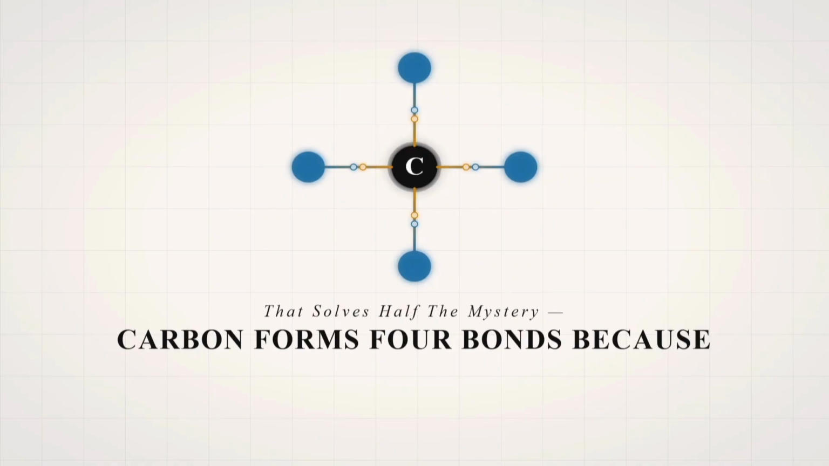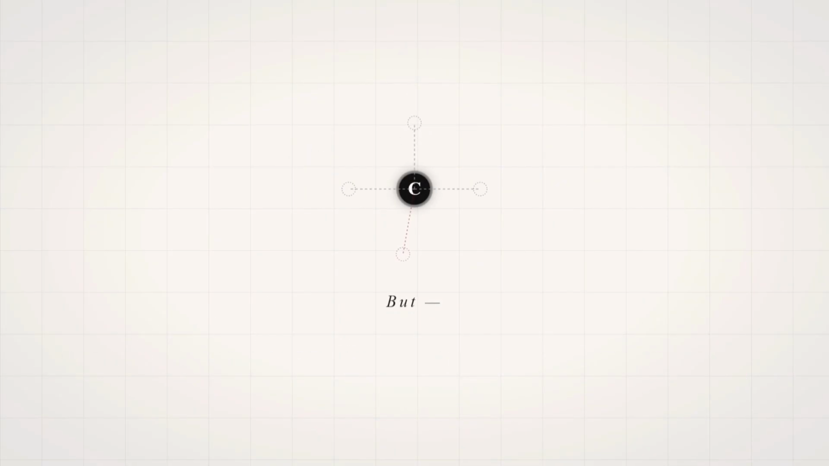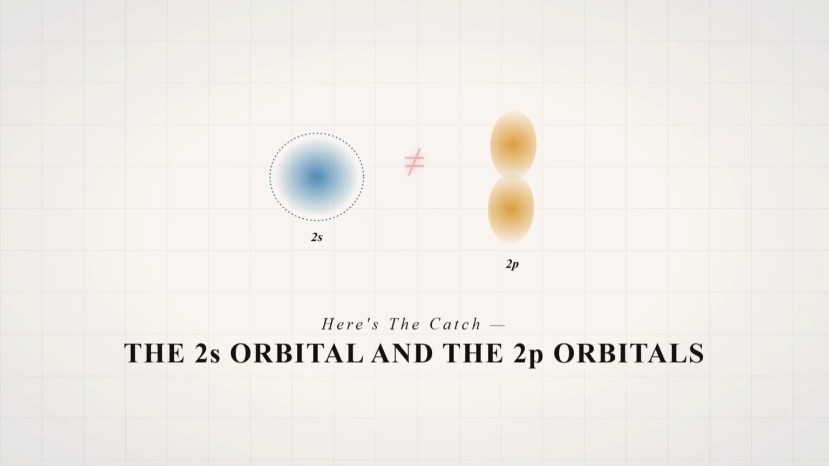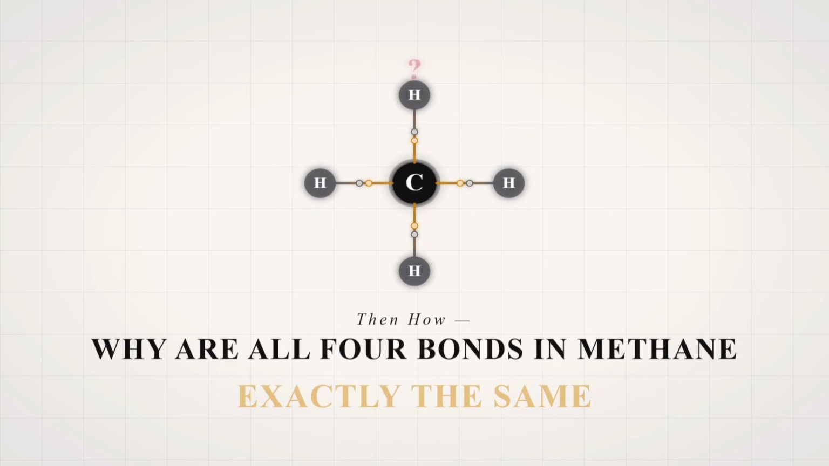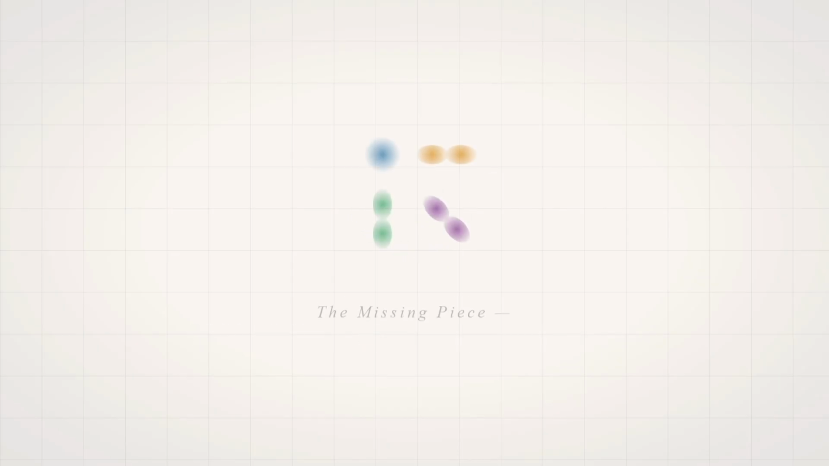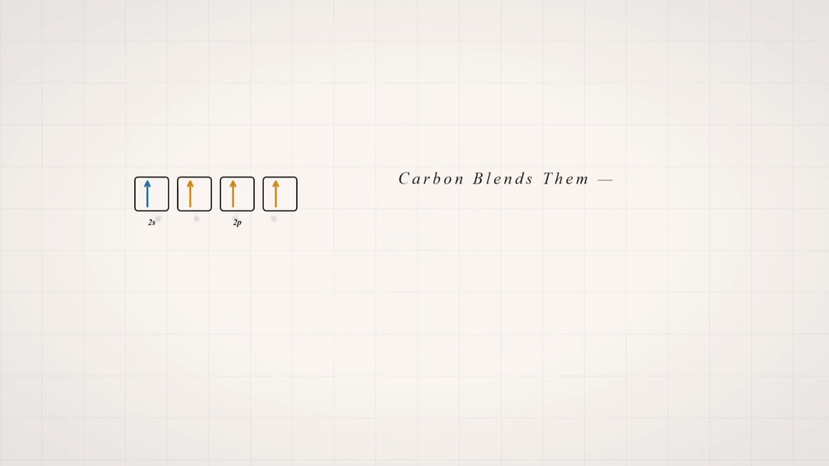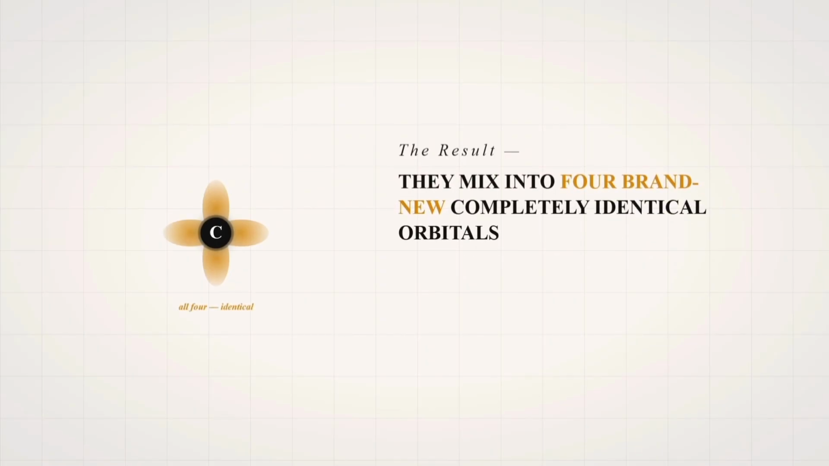Carbon forms 4 bonds because a small energy input frees up 4 electrons to bond with, but there's still a wrinkle. The 2s orbital and the 2p orbitals aren't identical in shape or energy. So why are all 4 bonds in methane exactly the same? To understand that, we need one more idea. Hybridization. Carbon takes 1 2s orbital and its 3 2p orbitals and blends them together. They mix into 4 brand new, completely identical orbitals, called sp3 hybrid orbitals.